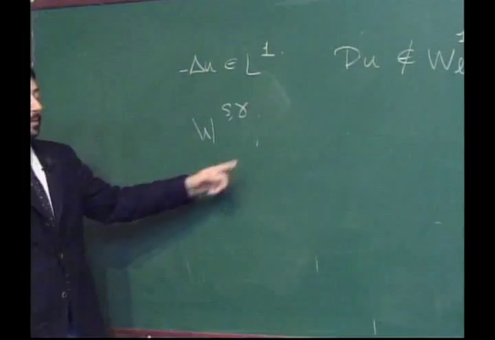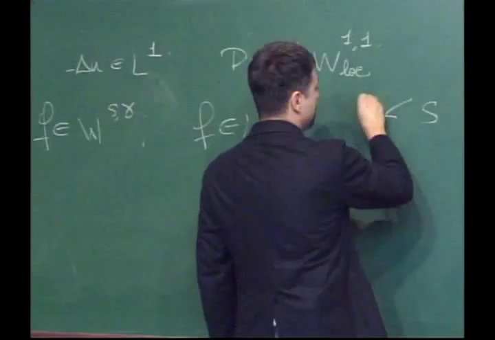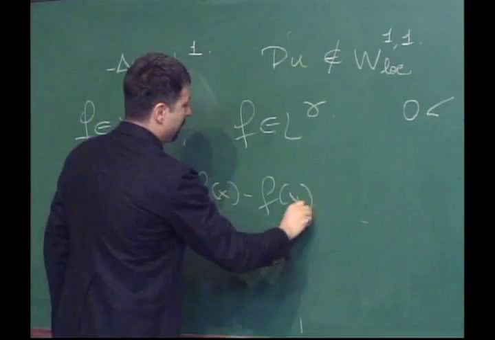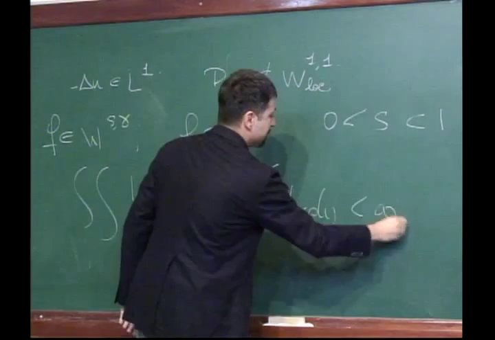Fractional Sobolev spaces are functions that are in L^gamma, and such that the derivatives of order s are in L^gamma, where s is between 0 and 1. So what does this mean? You consider objects of this type. You want to measure the oscillations of f using the gamma norm in L^gamma against the blow-up of a kernel like this. If this is finite, you say that this function is in W^{s,gamma}.